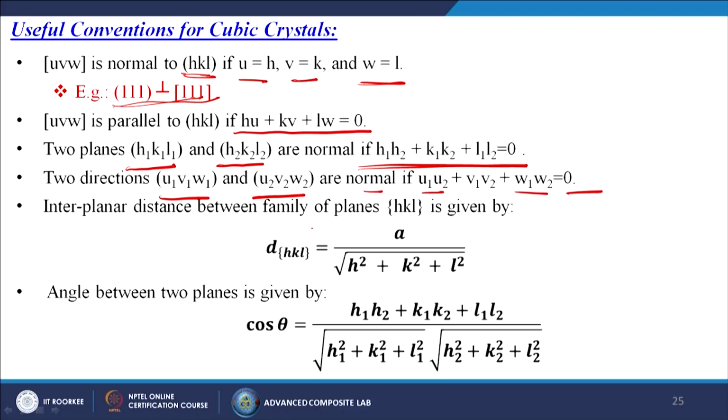Interplanar distance between a family of planes (H K L) is given by d(HKL) is equal to a by root over H square plus K square plus L square. So this is the known formula. The angle between two planes is given by cos theta is equal to H1 H2 plus K1 K2 plus L1 L2 by root over H1 square plus K1 square plus L1 square into root over H2 square plus K2 square plus L2 square.